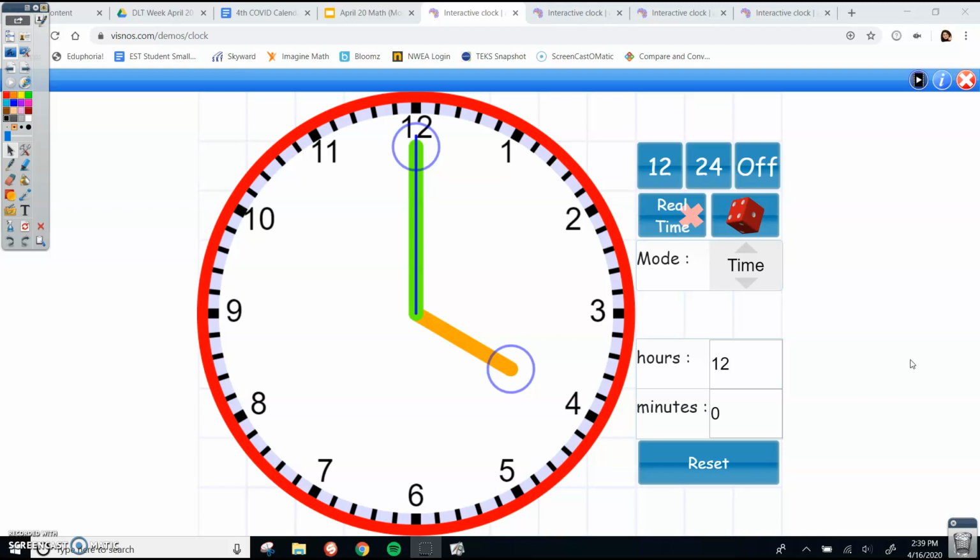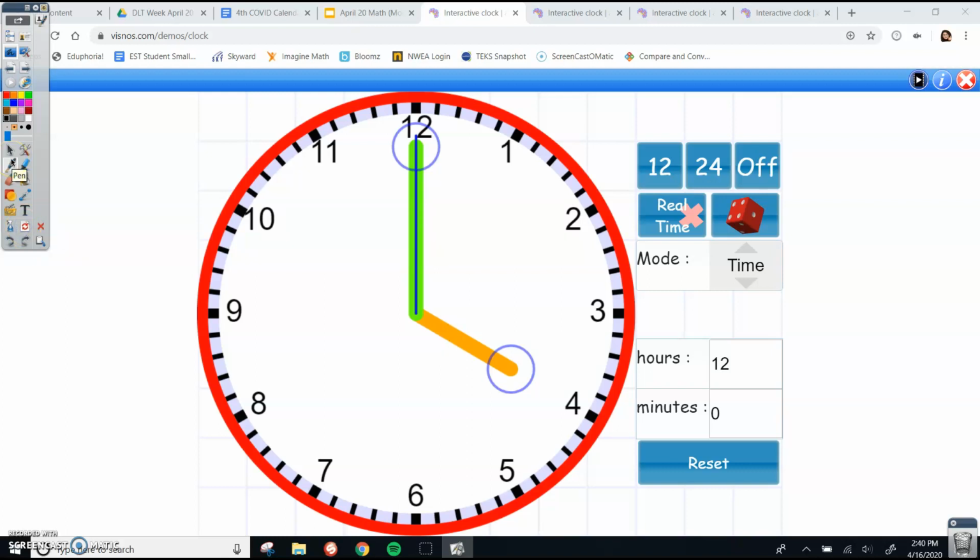Now, there are two major pieces on an analog clock that you need to be familiar with. You need to know that the short hand is the hour hand. The short hand is referring to the hour. The long hand is referring to minutes. So I always like to start off with the short hand. What we're going to do is a little practice, and I'm going to show you a couple of tricks to help you out.